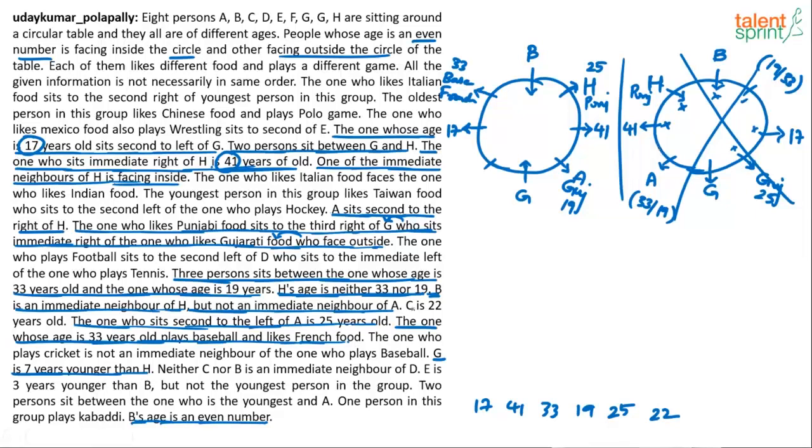C is 22 years old. So where would C come? The only position for C is this, because this is G. C can come here. C cannot come here because this is 17. This is 33, this is B, 25, 41, A. So C has to come here. And since C is 22 years old, C should be facing inwards. So that point is also done.